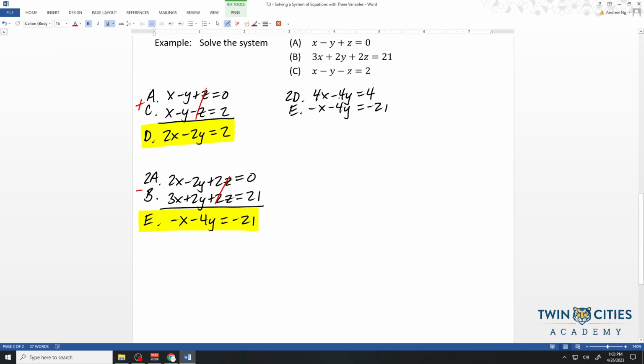These are the same sign, negative 4, negative 4. So same sign, subtract. Now I've got 4x minus negative x, so this will be 5x, equals 4 minus negative 21. It's going to be 25. Go ahead and solve. Divide both sides by 5. x is equal to 5.